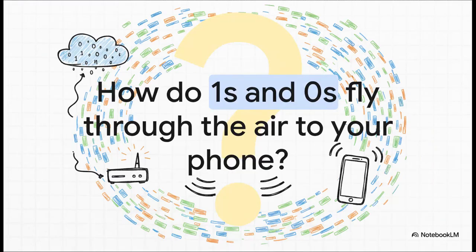So this is the big question, isn't it? Everything in our digital lives, every photo, every email, every single song is really just a long, long string of ones and zeros. So how in the world does that stream of bits get from a router over to your device with no wires attached? Well, that's exactly what we're about to break down.